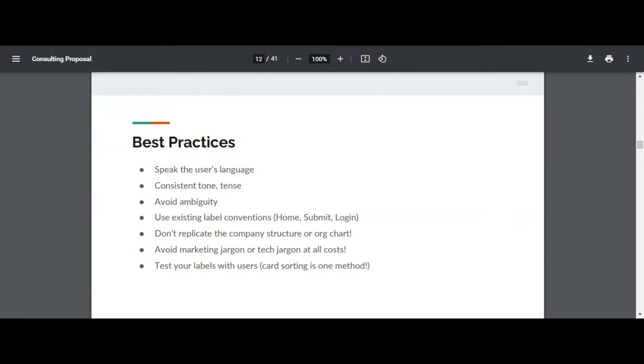So you're going to see home, submit, login, about us, contact us, help, FAQs. These are super standard. Checkout, sign in, login, or sign in, login, sign up, my account. There's still not one agreed standard, right? But don't reinvent the wheel. Look at what people have done. Don't replicate a company structure or org chart.